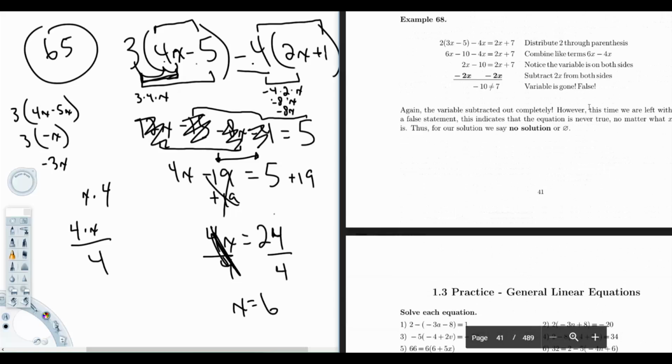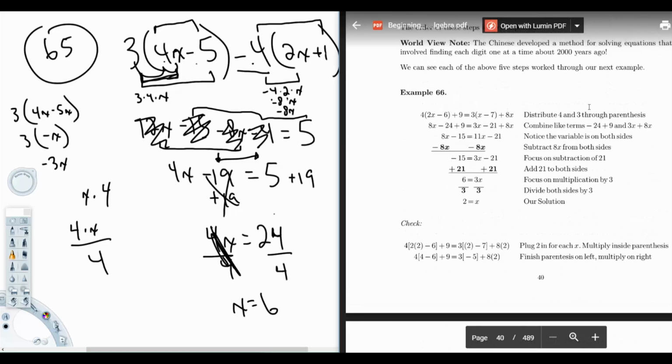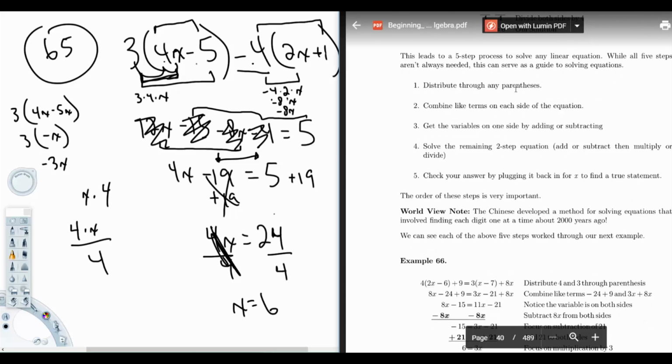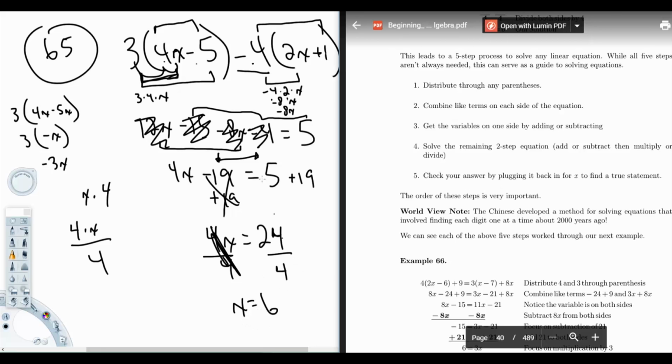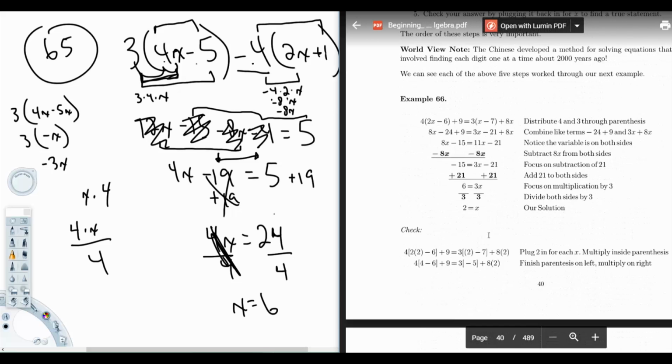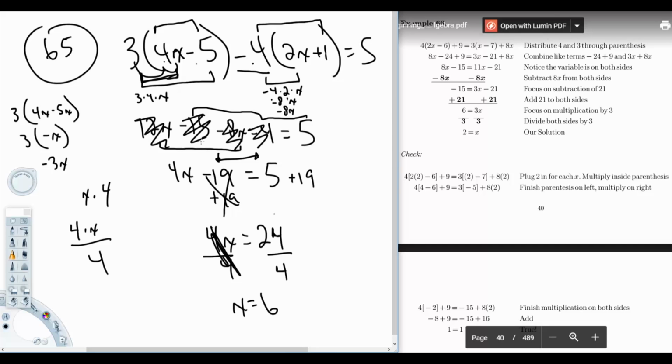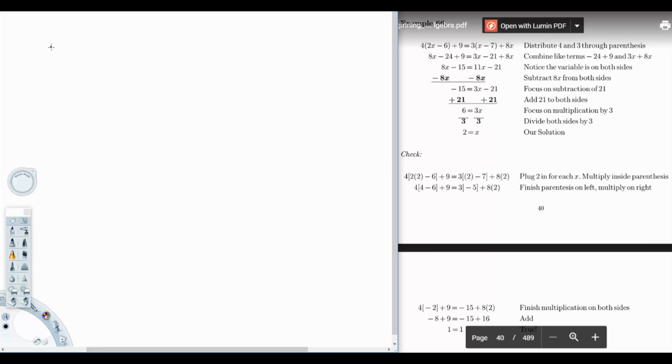All right, how many examples do they have left? Quite a few. Well, let's look at these steps. Distribute through any parentheses if necessary. Combine like terms on each side of the equation. Get the variables on one side, the x on one side, by adding or subtracting. Solve the remaining 2-step equation: add or subtract, then multiply or divide. That sounds very confusing to me. Check your answer by plugging it back in for x to find a true statement. That is very clever. If you're not sure if you got the right answer, that's a great way to check. You just plug the solution into the equation. It should work out. Let's do that. All right. So we got example 66.